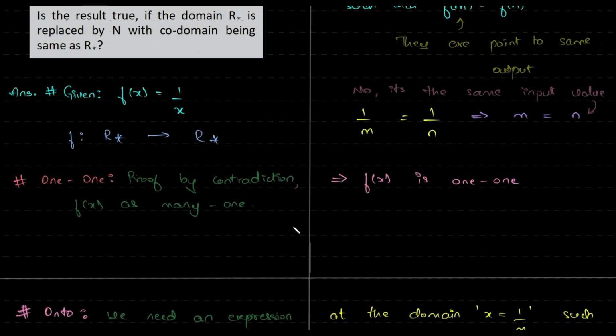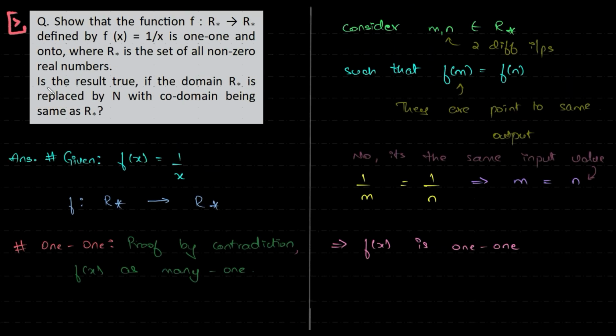Now, there is a second part of this question. Is the result true if the domain, that is the input set, is replaced by N? So it is going from non-zero real numbers to natural numbers for the domain, with the codomain being the same non-zero real numbers. So this is your question basically.